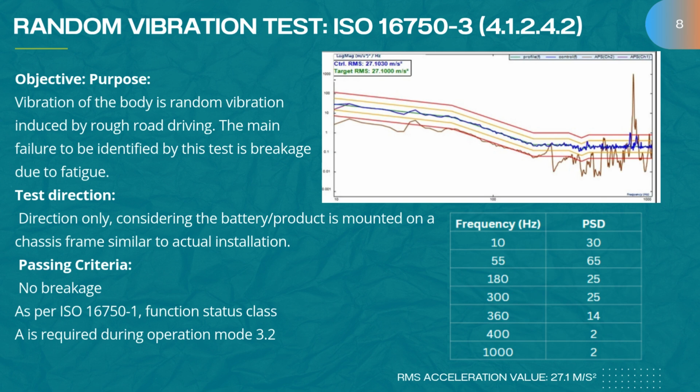As for passing, it's simple. No breakage, and the device must function as per ISO 16750-1, Class A, meaning it must work properly during the test. So, in short, this test tells us if a product can handle rough rides without giving up.